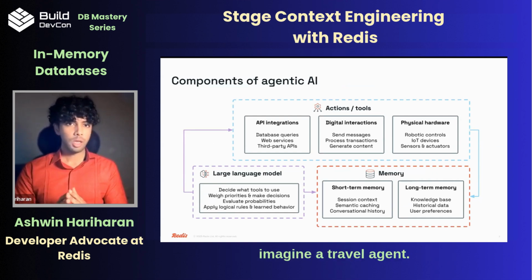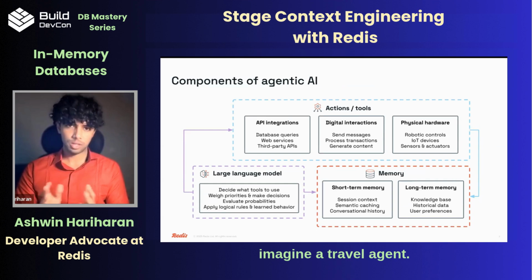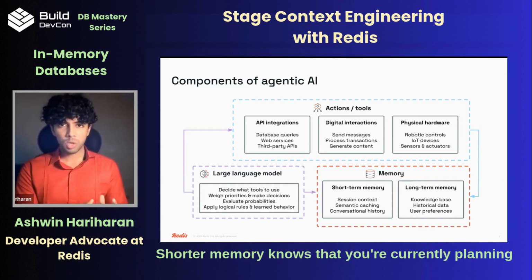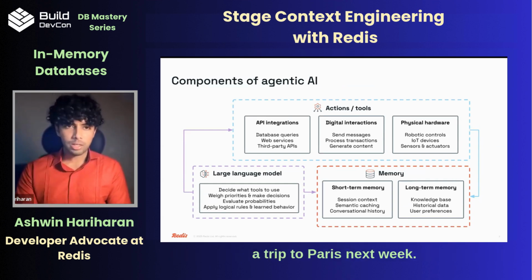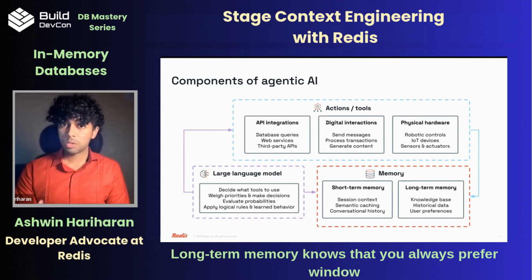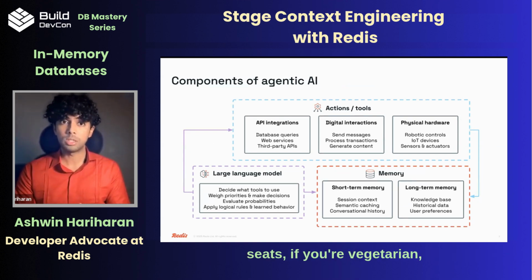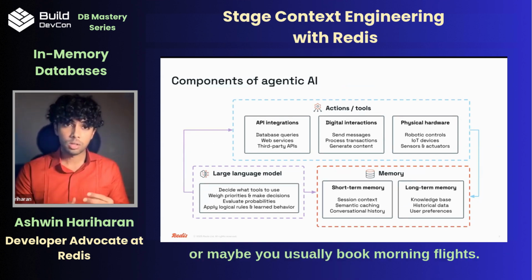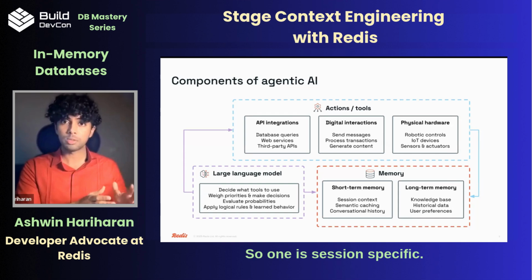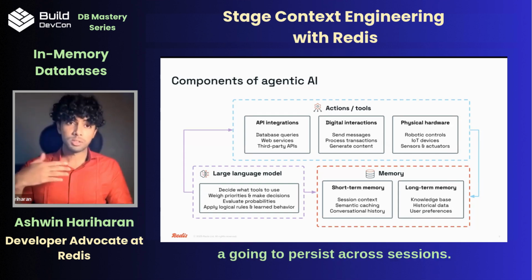For example, imagine a travel agent, okay? Short-term memory knows that you're currently planning a trip to Paris next week. Long-term memory knows that you always prefer window seats, if you're vegetarian, or maybe you usually book morning flights. So one is session specific, the other is going to persist across sessions, okay?